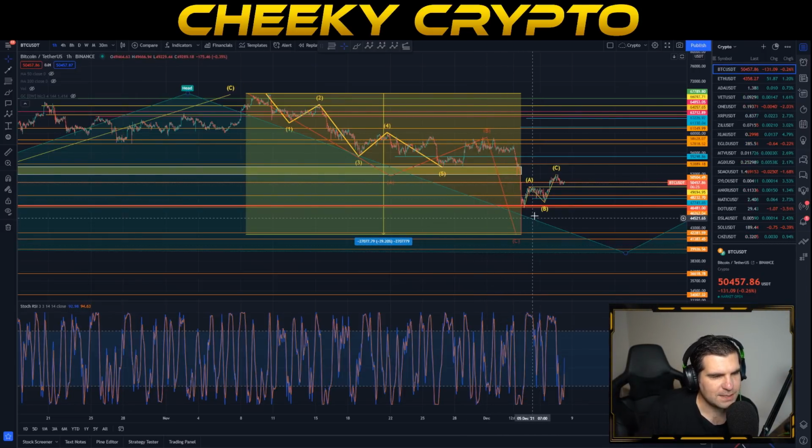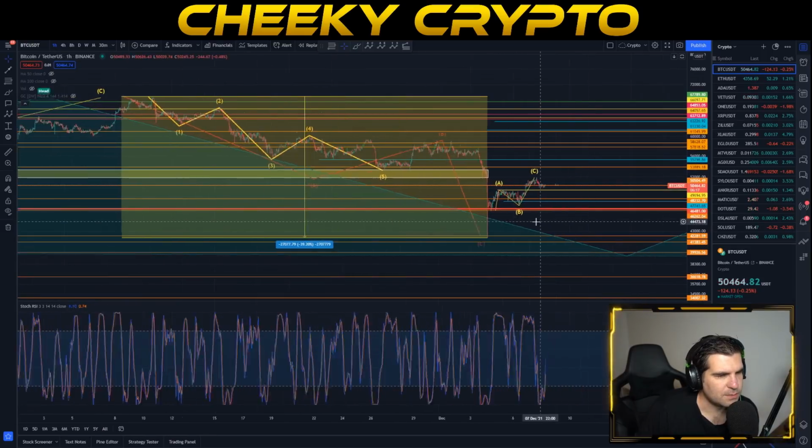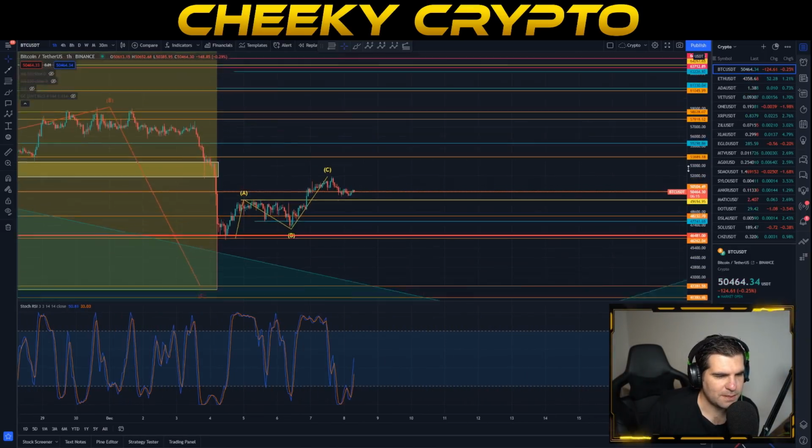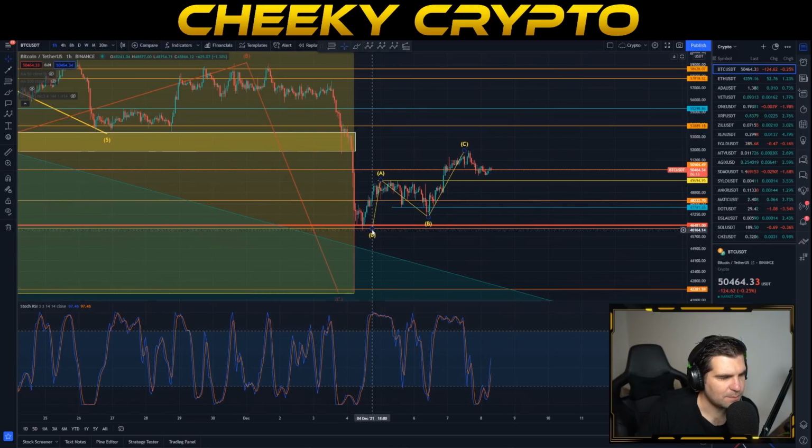Then from here, we see this ABC move. Okay, and arguably we can start this from down here if we want, but I think it actually makes more sense to be down here. So what I'm going to do is zoom in on this. I've spoken about this a few times, this ABC move to the upside.